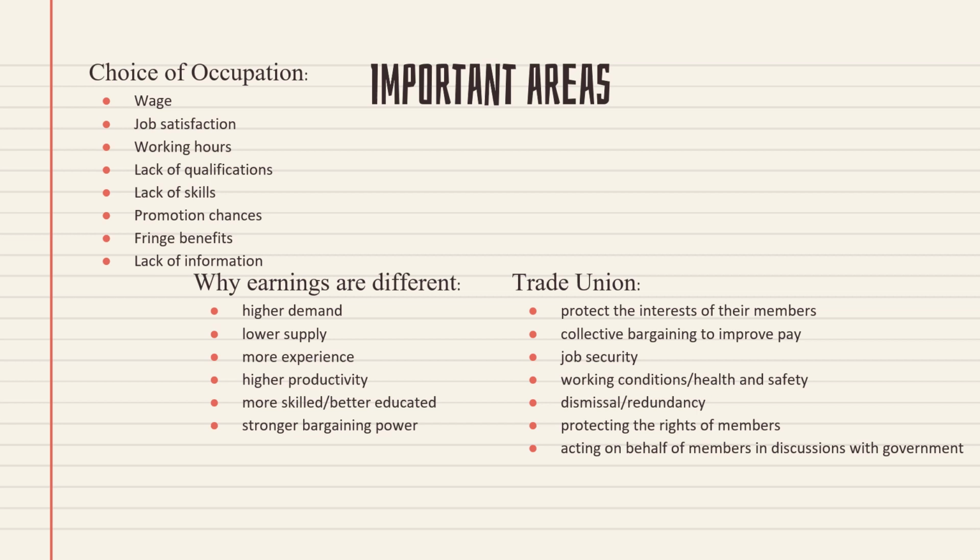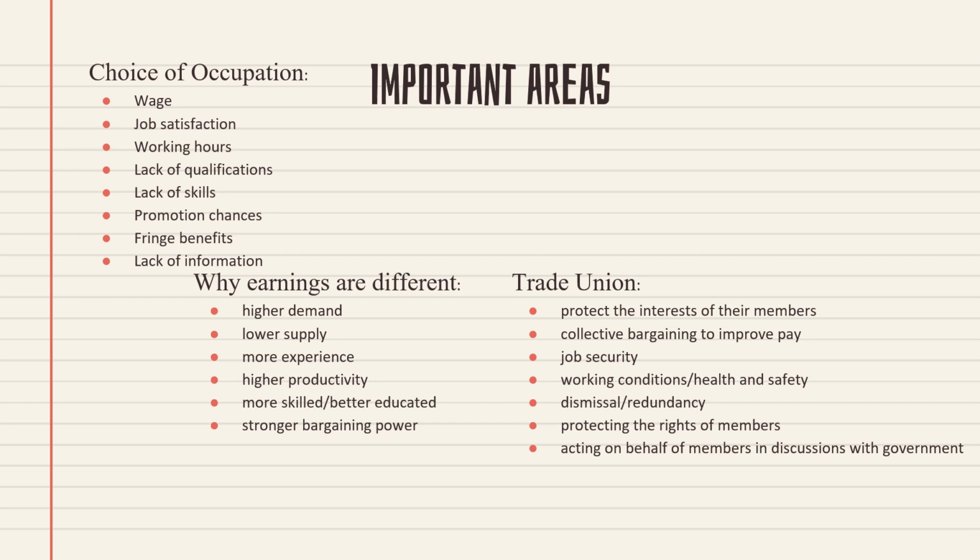Then next is why earnings are different. Different groups of people will earn different amounts of wages and salaries. Why is there a difference in earnings? Here, basically we are discussing the factors affecting earnings. First one is demand for labor, supply of labor, more experience, productivity, skill, better education and strong bargaining power. Factors like these mainly influence the changes in earnings. I will explain these points in detail in the coming slides, so I am not explaining them in detail here.